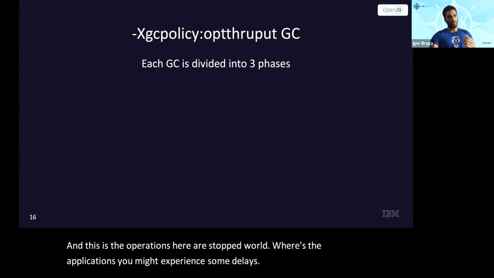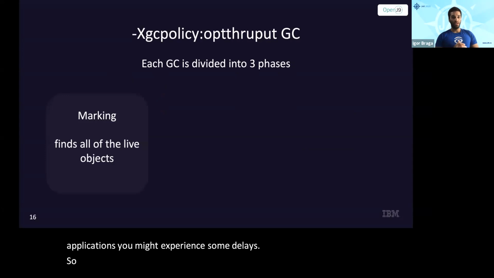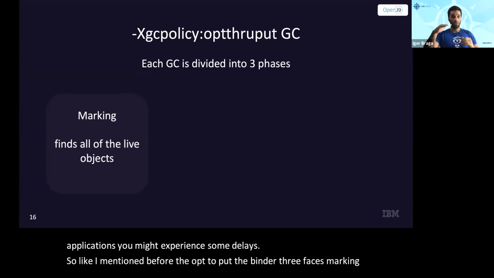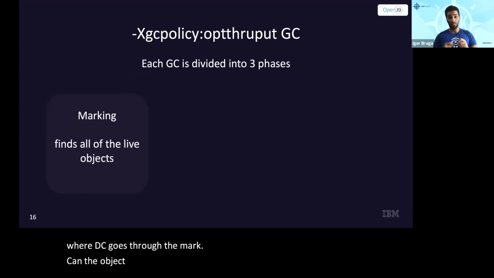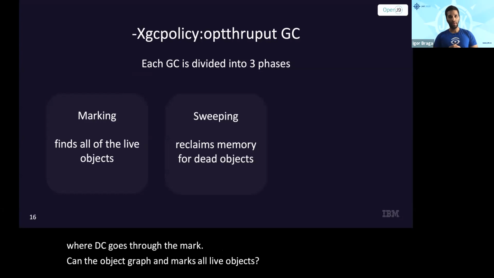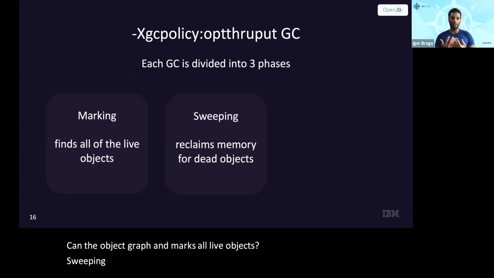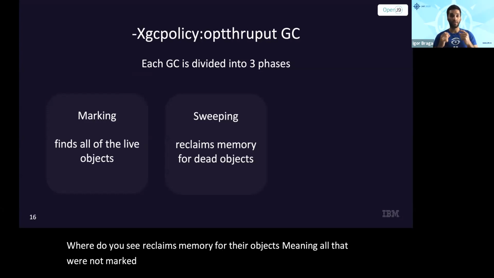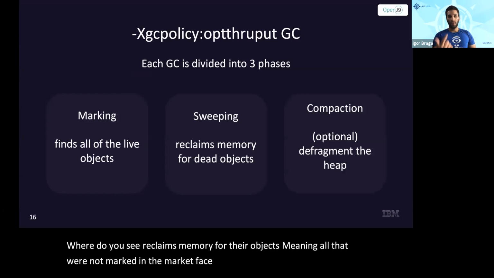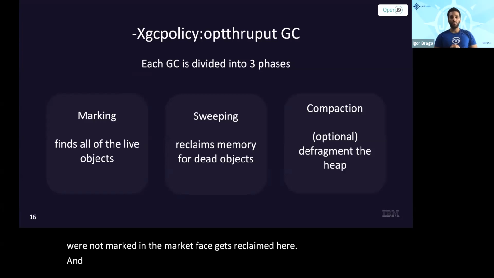Like I mentioned before, opt throughput is divided into three phases: marking, where the GC goes through the object graph and marks all live objects; sweeping, where the GC reclaims memory, meaning all those objects that were not marked in the marking phase get reclaimed here. And we might compact the heap if we think it's necessary.